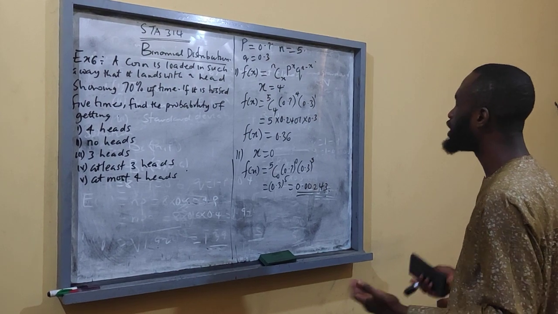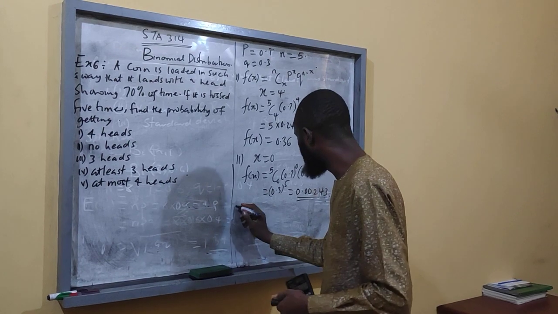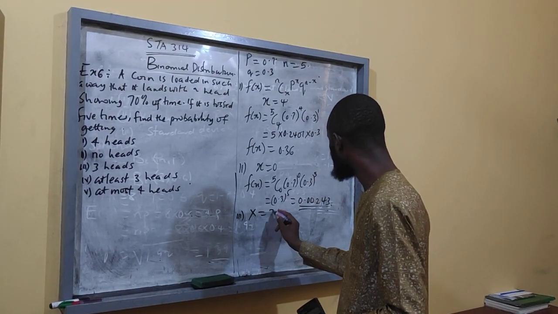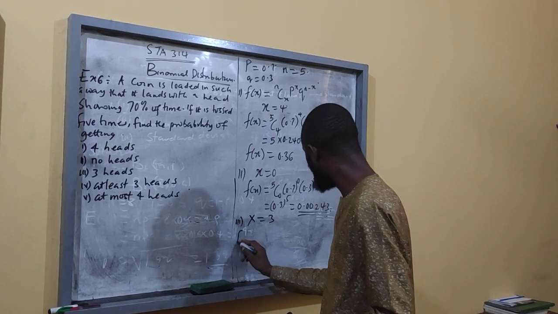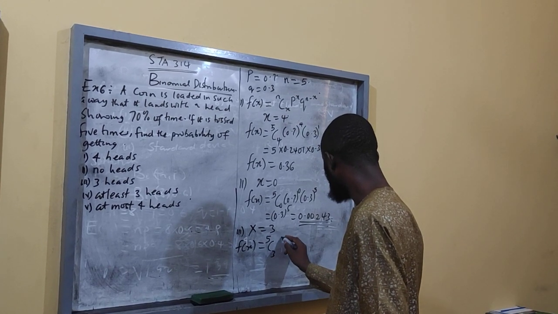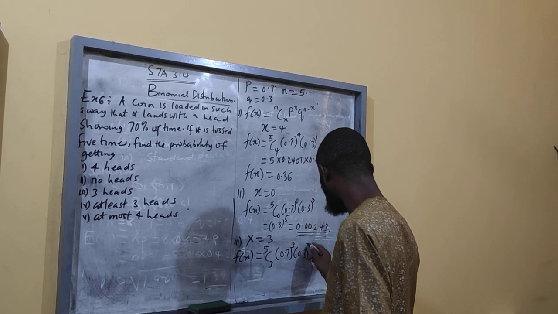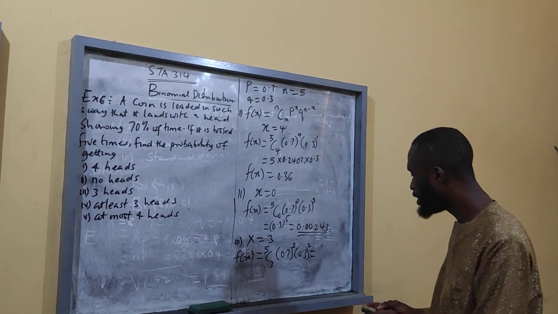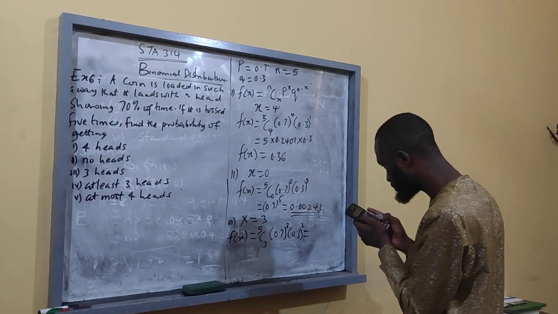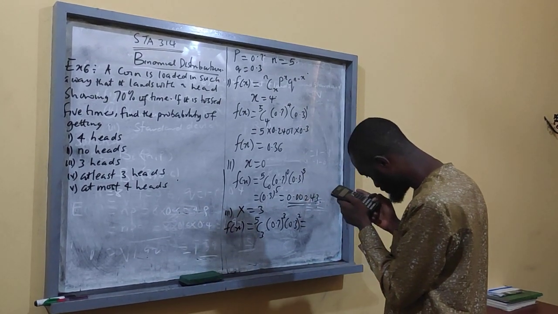Roman figure 3 is also very straightforward, just like Roman figure 1. In Roman figure 3, you will see that our x here is equal to 3. Then f of x will be 5 combination 3, 0.7 raised to power 3, 0.3 raised to power 2. Then you press your calculator, 5 combination 3 is going to give us 10. Yes, it's going to give us 10, but let me confirm.